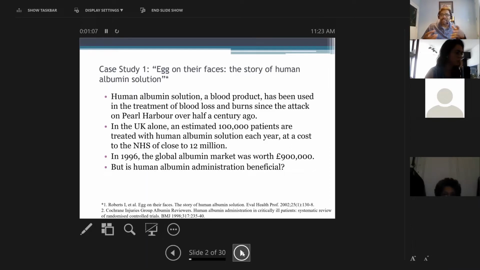Human albumin was expensive. It was worth millions of dollars, but a group of Cochrane reviewers asked the question, does this thing really work? We're spending a lot of money on albumin, but is there any direct evidence that it benefits people? Could we just as well give normal saline or a crystalloid solution and still get the same effect?